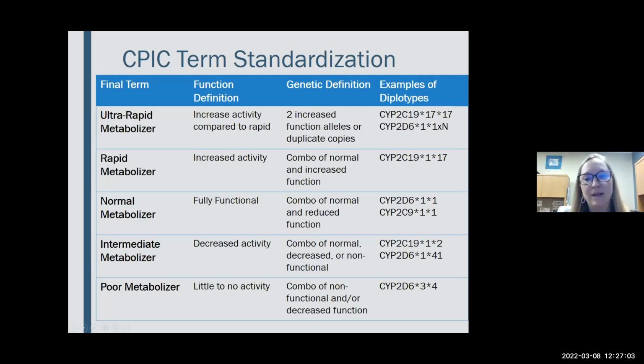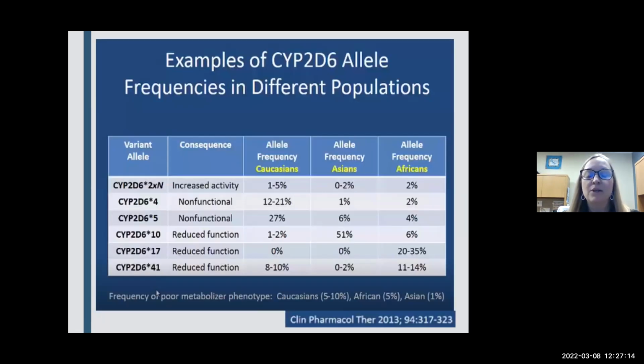This is not a comprehensive list of the alleles at all. This is just some more common ones. So like I said, ethnogenetics plays in because I get a lot of questions like, is this relevant for our patient population? There's some FDA labeling of certain medications that require testing if you are a different background. So we see CYP2D6 non-functional genes most commonly in Caucasians, and then reduced function in African Americans and Caucasians.